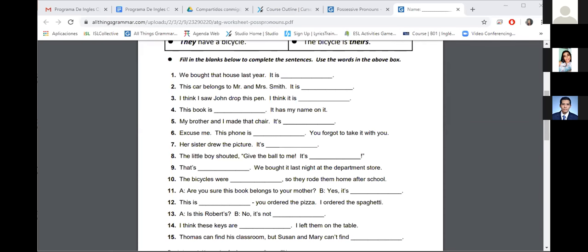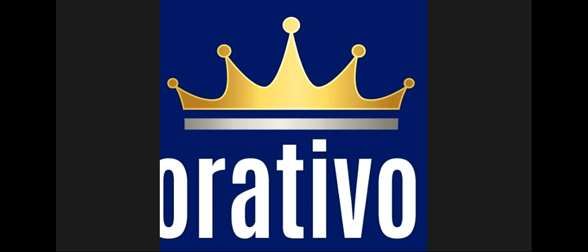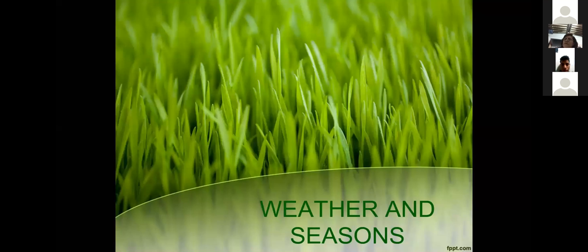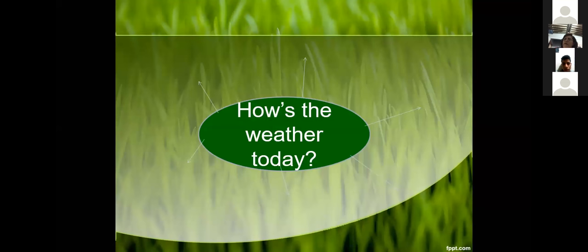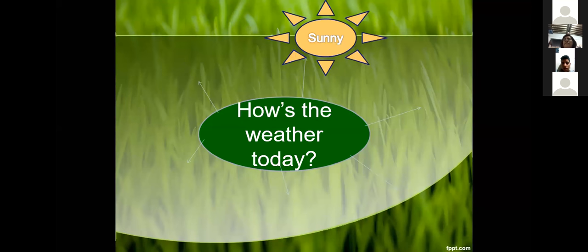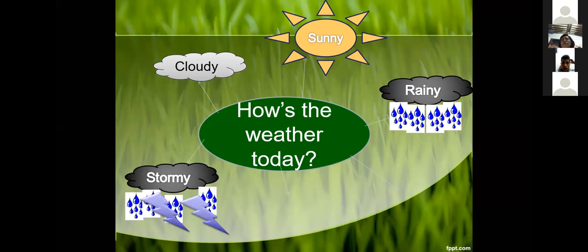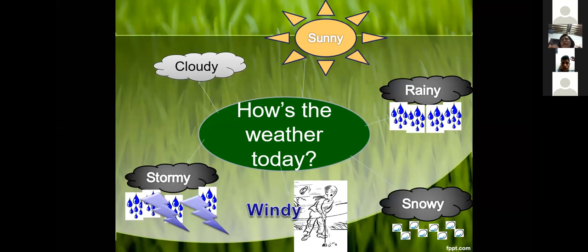Mañana vamos a ver un poquito sobre este vocabulario, se lo voy a presentar ahorita. Hablamos de the weather and seasons, okay? How's the weather today? Is going to be the question. And we can say sunny, rainy, cloudy, stormy, windy, and snowy. Okay? De climas.